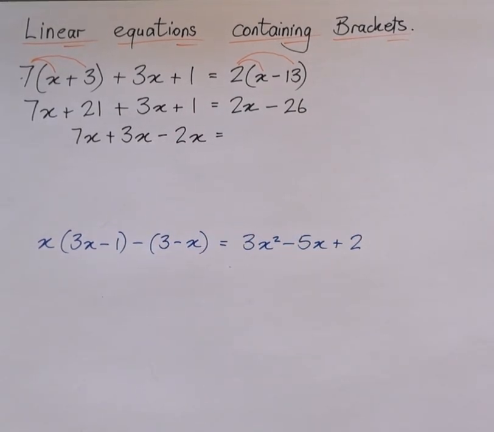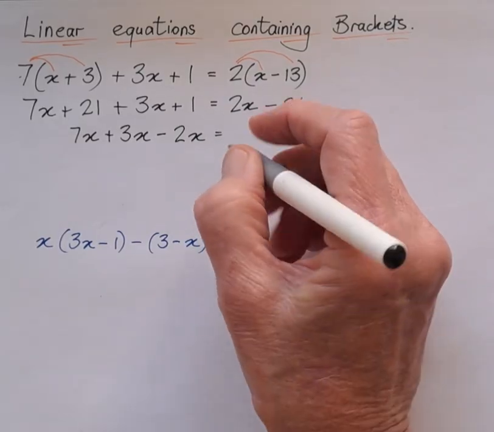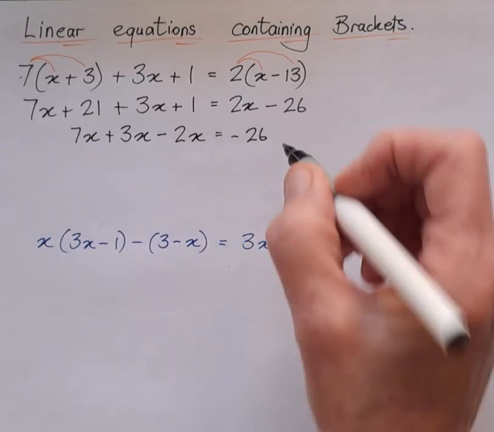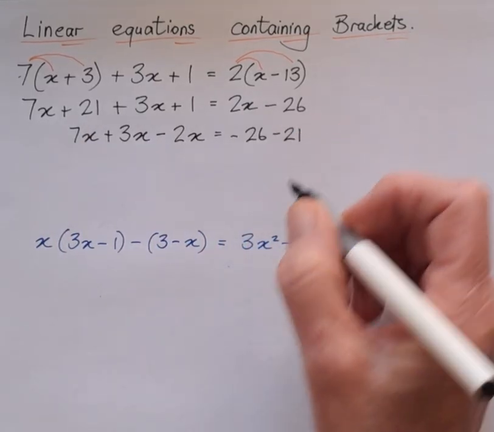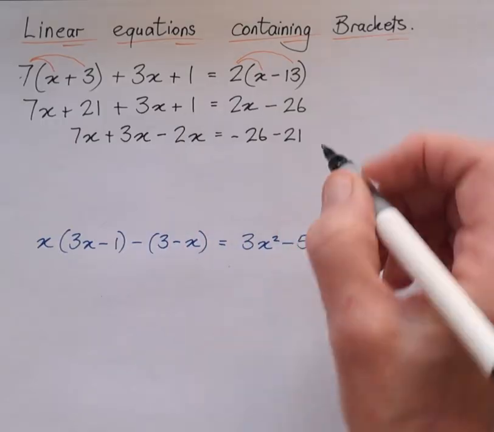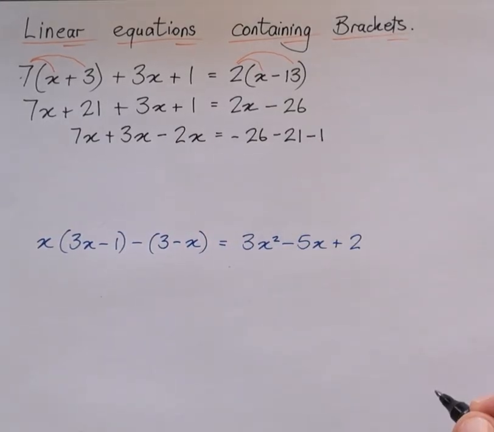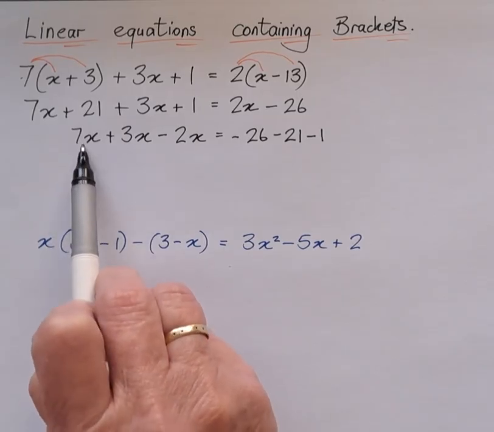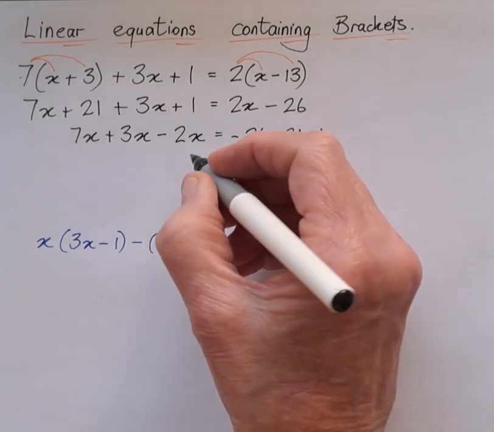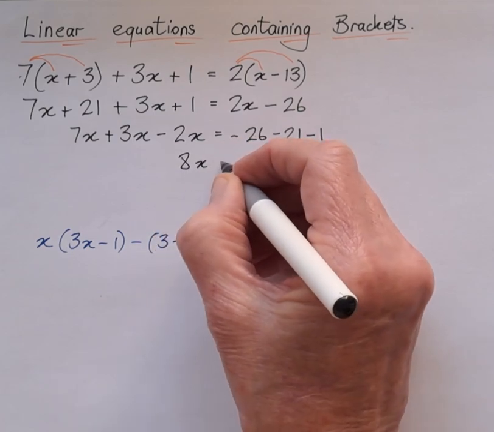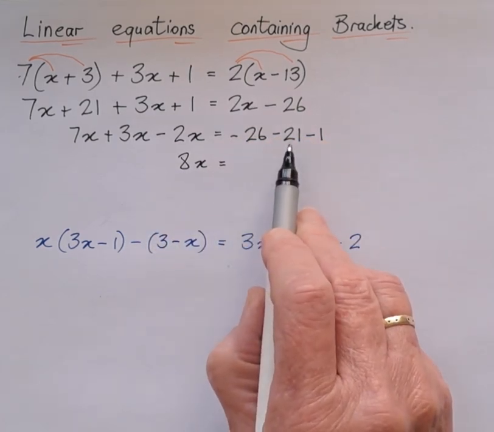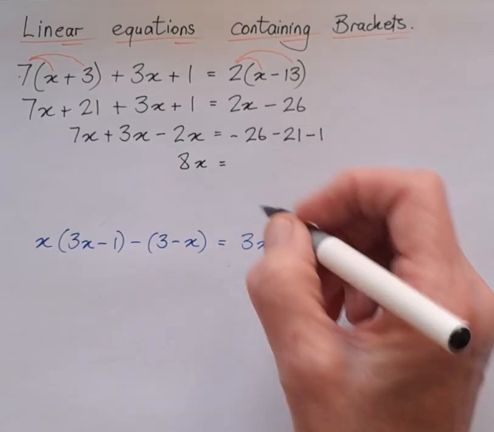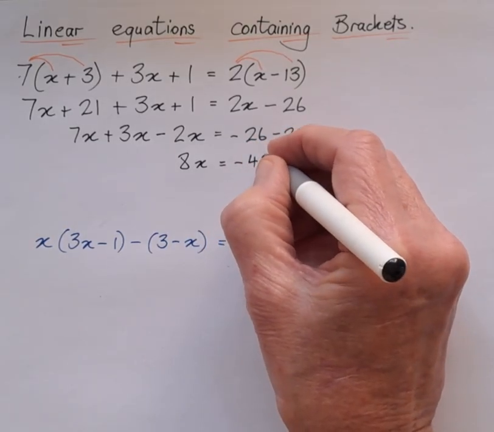That sorted out all of my x terms. On this side, I already have a negative 26. This was positive 21, is coming across as negative 21. And positive 1 is coming across as negative 1. So adding up my like terms of x terms, I've got 7x plus 3x is 10x, minus 2x is 8x. Negative 26 minus 21 is negative 47, minus another one is negative 48.